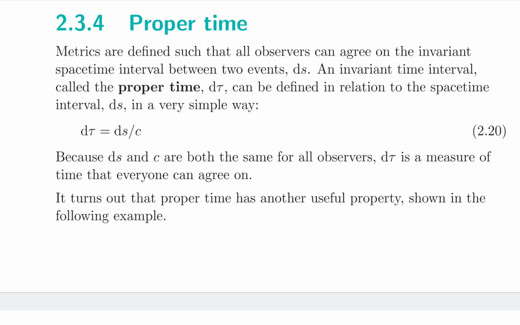Proper time. Metrics are defined such that all observers can agree on the invariant spacetime interval between two events, ds. An invariant time interval called the proper time, dτ, can be defined in relation to the spacetime interval ds in a very simple way: proper time equals ds over c. Because ds and c are both the same for all observers, proper time dτ is a measure of time that everyone can agree on. It turns out that proper time has another useful property, shown in the following example.